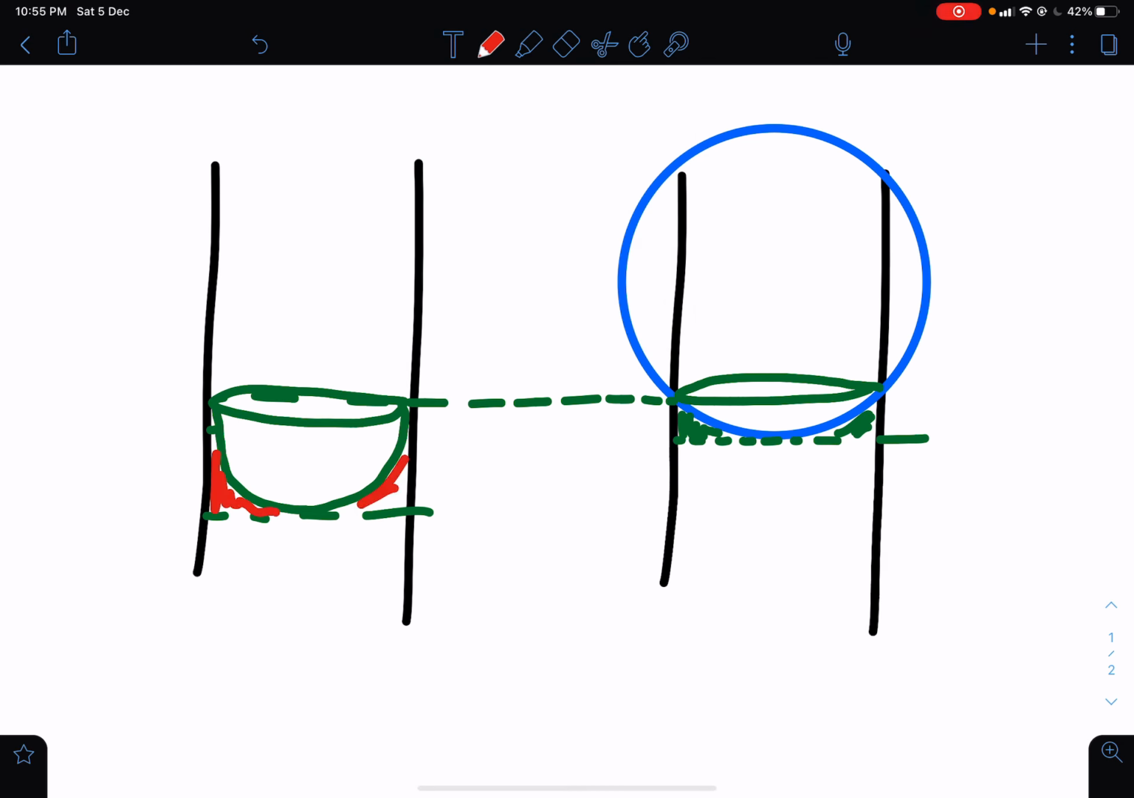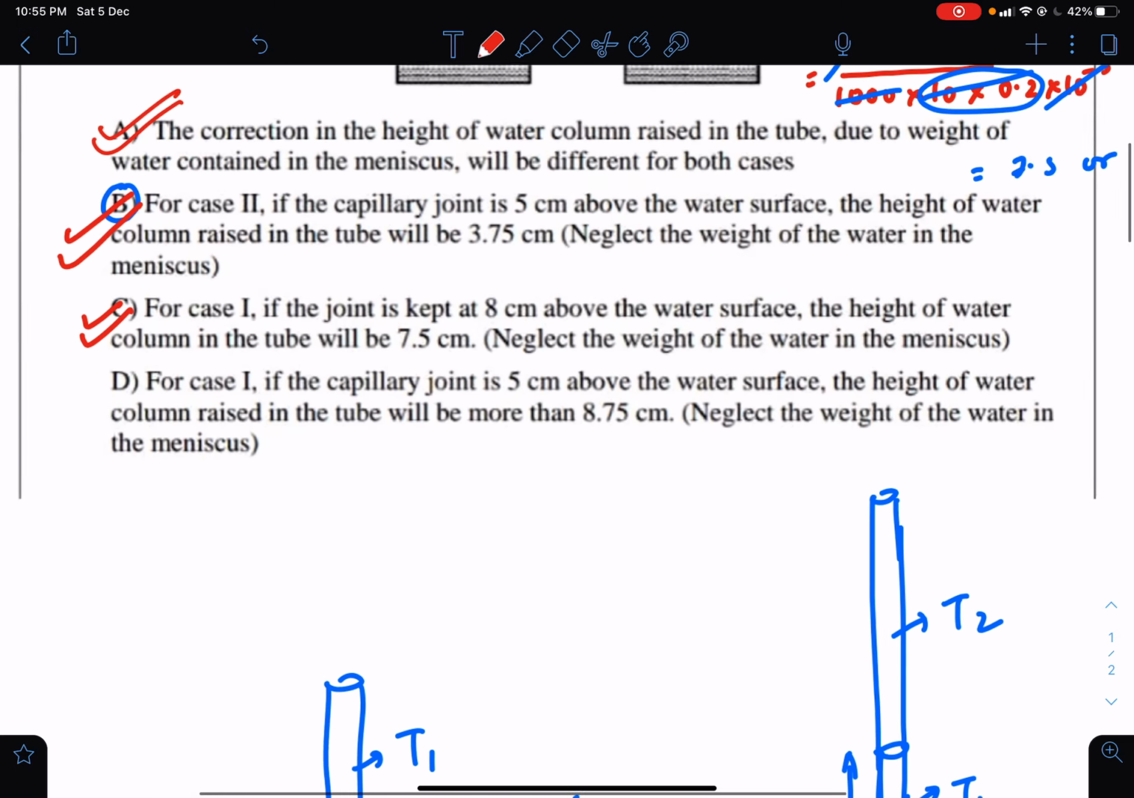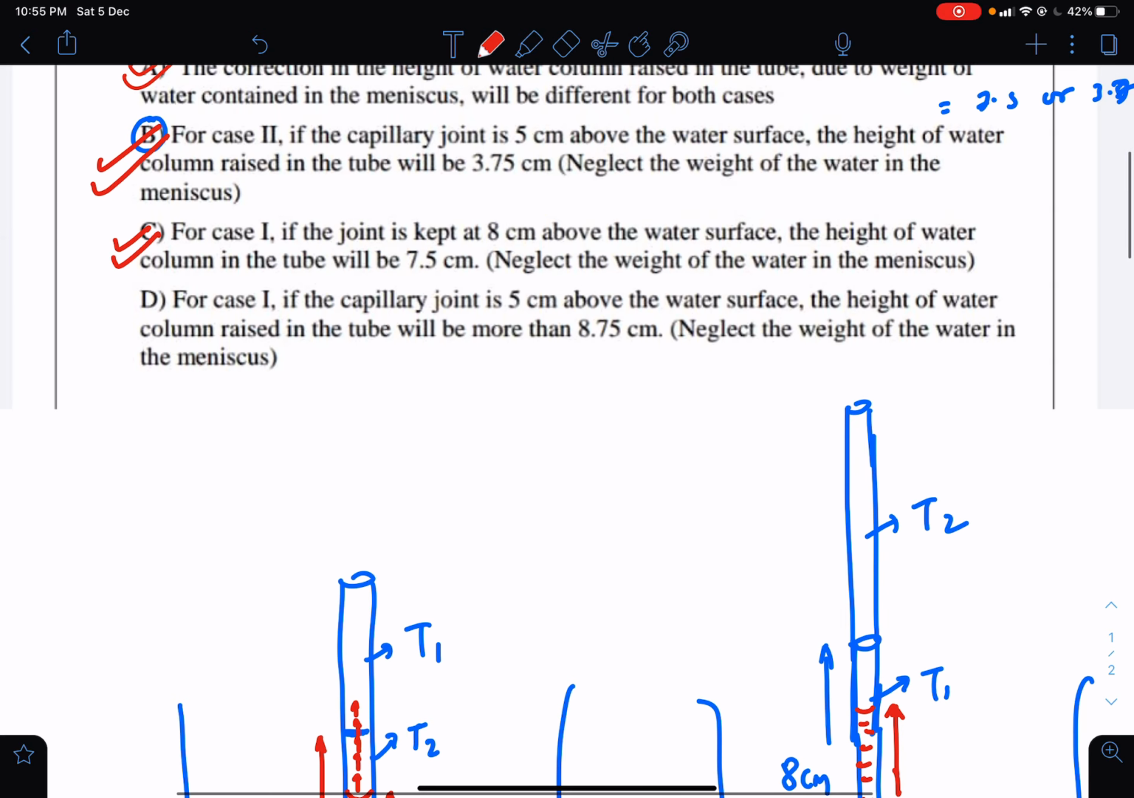So option A is also correct, that the correction of the height because of the water being present in the sides of the meniscus, the water contained in the meniscus, will be different in different cases because of different contact angle and different shape of the meniscus. Now we come to option D, which is the most important of the options here.